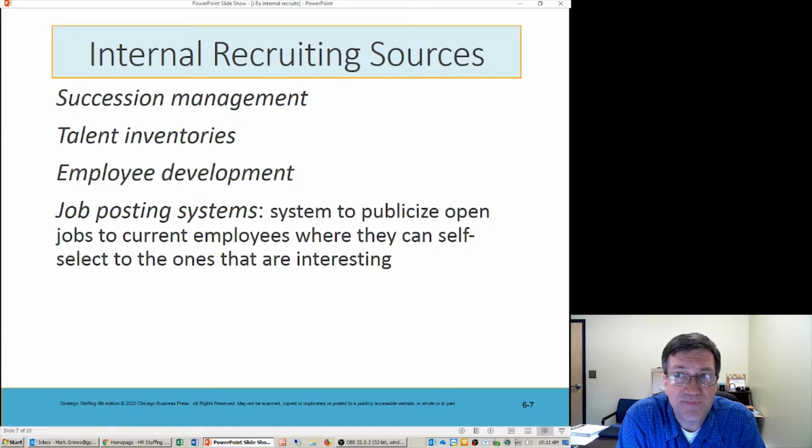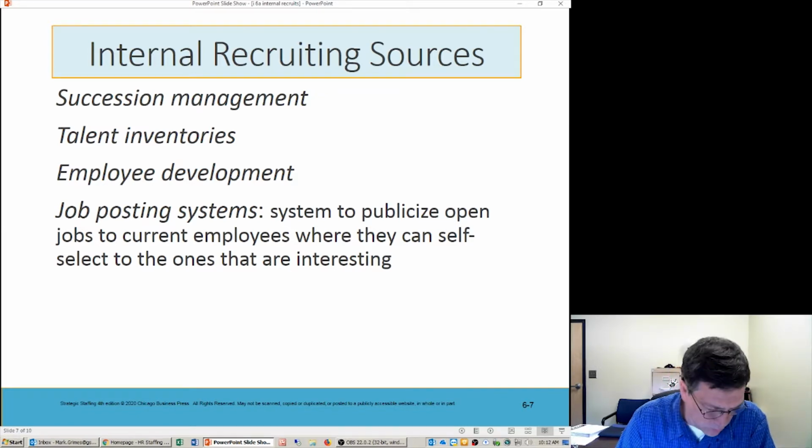But it's self-promoting in a sense, that I think I like this, I'm going to put my name in the hat. Nobody's asked me to do that. Nobody's come to me. No manager has said, hey, would you want to think about applying for this job? It's simply that I saw this thing and it looks interesting and I'm going to pursue it. Job posting is a great way for current employees to move themselves in the direction that they want to go.